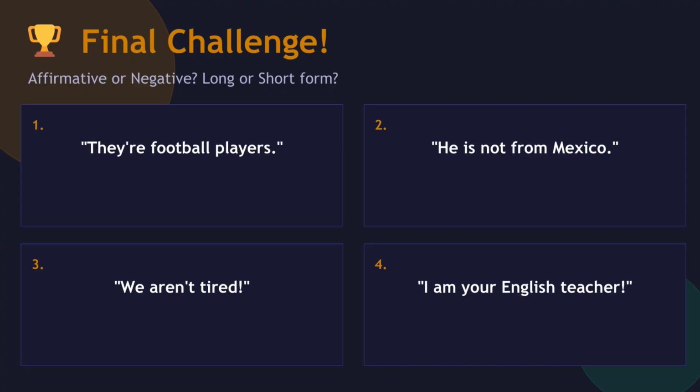Okay, final challenge. Are you ready? I give you 4 sentences and you have to tell me, is it affirmative or negative, and is it long or short form? Ready? Okay, here we go.